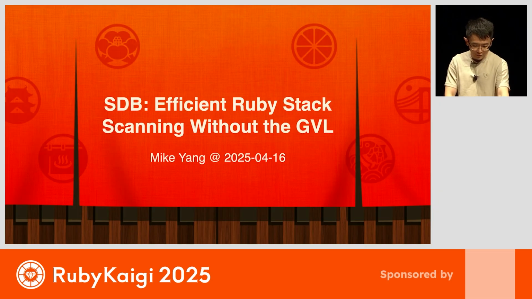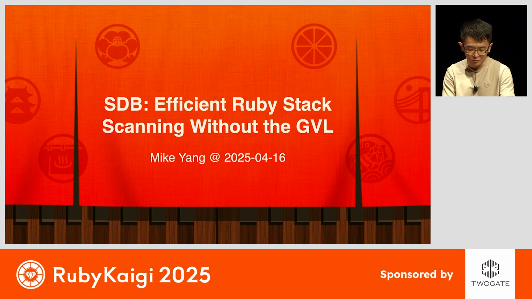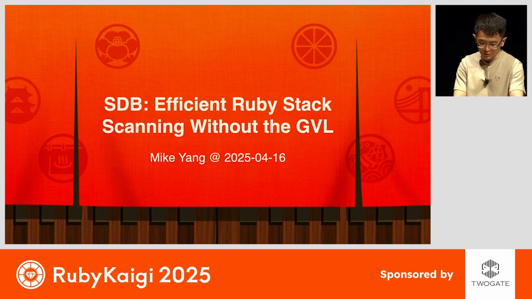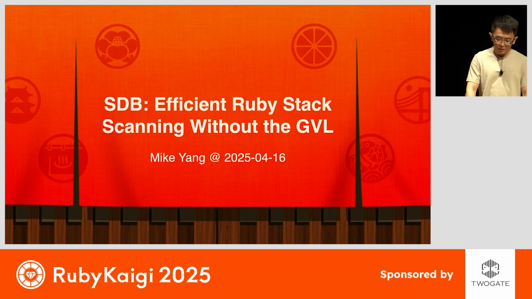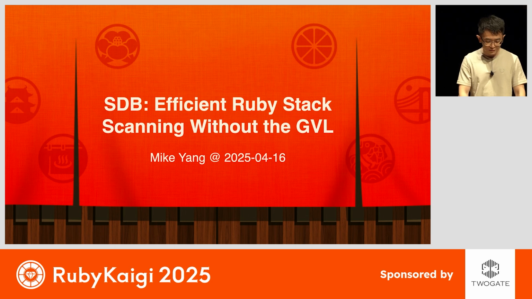My today's topic is SDB, efficient Ruby stack scanning without the GVL. When you see this title, you might wonder why create another stack profiler, Ruby already has dozens. And many of them work pretty well in their cases. Why should we create another?